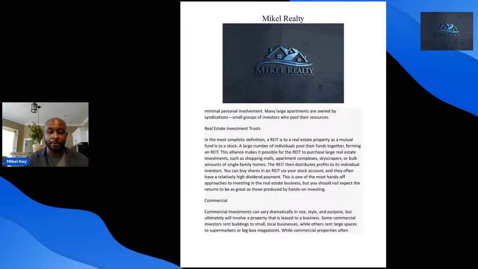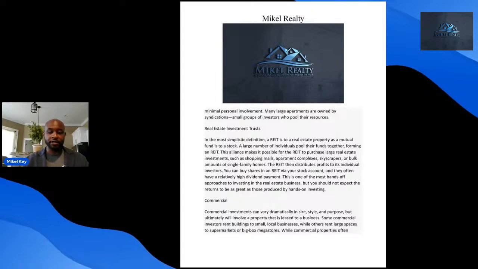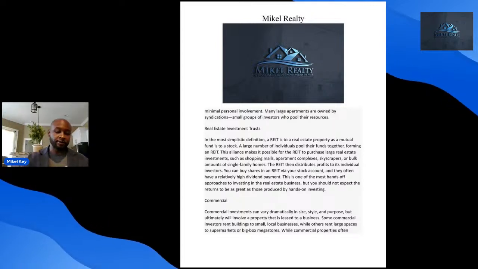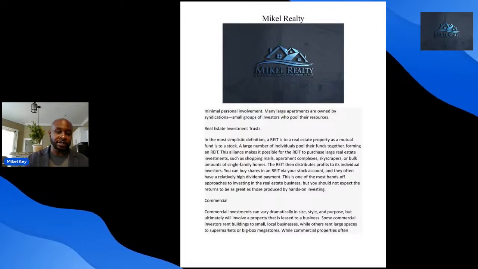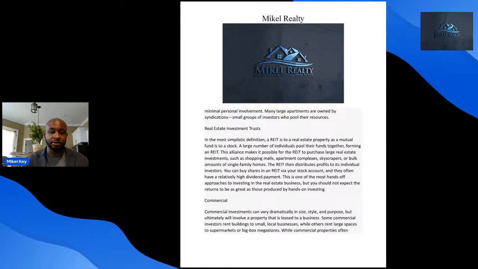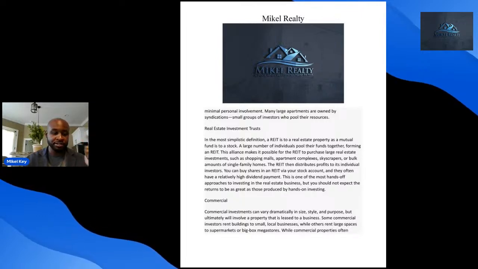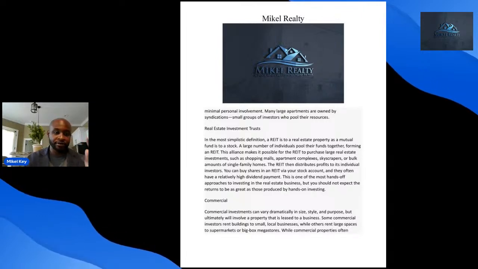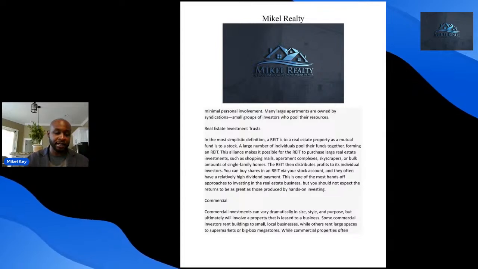A lot of people pool their monies together. New investors may put their money together, get with a larger syndicator and just invest in a large apartment building. But just for the sake of owning a large apartment building, it's the same as the 4 main points: appreciation, depreciation, leverage, and cash flow.